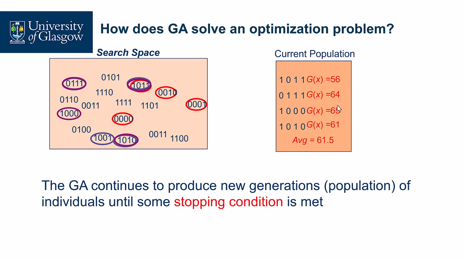So clever, right? GA can continue to produce new generations of populations until some stopping criterion is met, which we will talk about in later sessions.